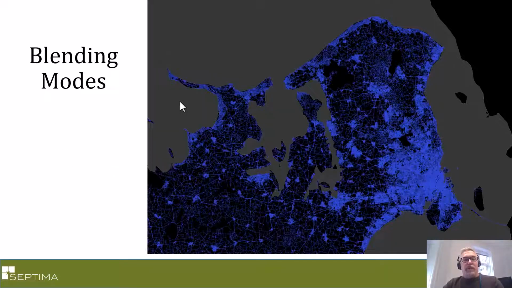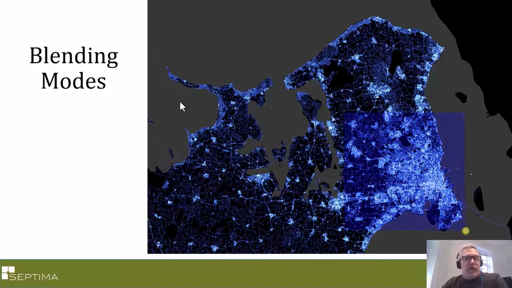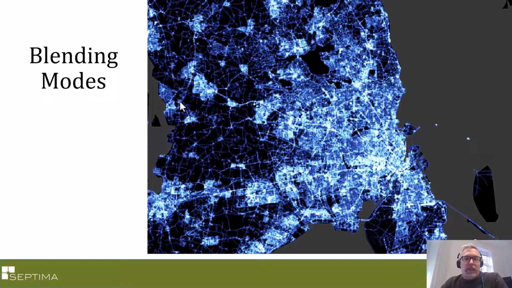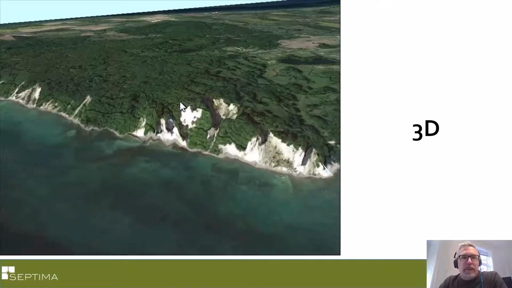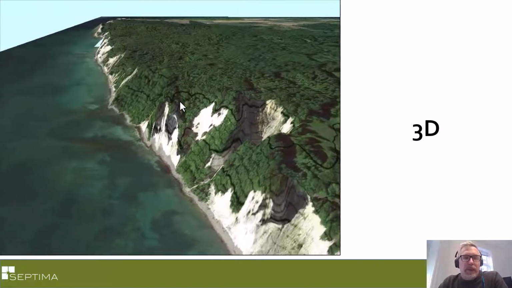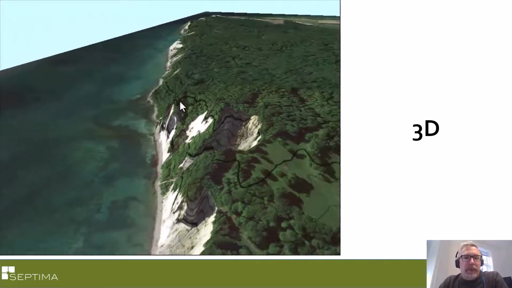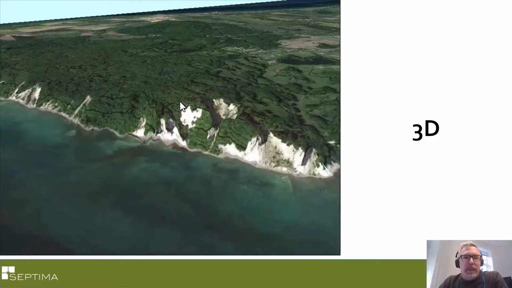QGIS also includes things like blending modes. So here, a blending mode is used to show road density in roads in North Sjælland and around Copenhagen. There's also a 3D viewer, which allows you to create 3D fly-throughs and animations. This is Møns Klint in 3D.